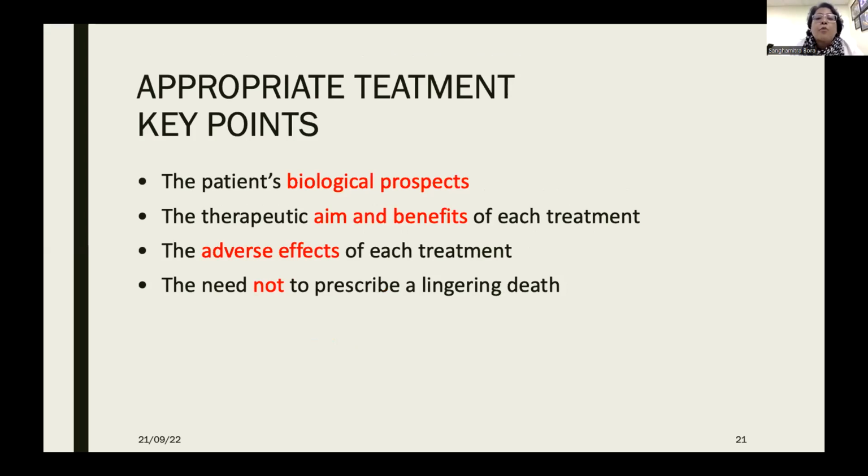And when we talk about appropriate treatment, the key points have to be the patient's biological prospects or parameters, the therapeutic aim and benefits of each of such treatments, the adverse effects of each treatment that we do, and the need of not prescribing a lingering death. If we send this patient to the ICU, ventilate him, make him go through another 78 to perhaps 100 hours on the ventilator, he's not even able to understand what is going on with his body, not even able to respond. The family is always outside the ICU waiting for the gentleman to come out. Oh my God. So what are we actually doing? We are prescribing a lingering death, and we do not want to do that. So we need to understand the appropriate treatment for our patients too.